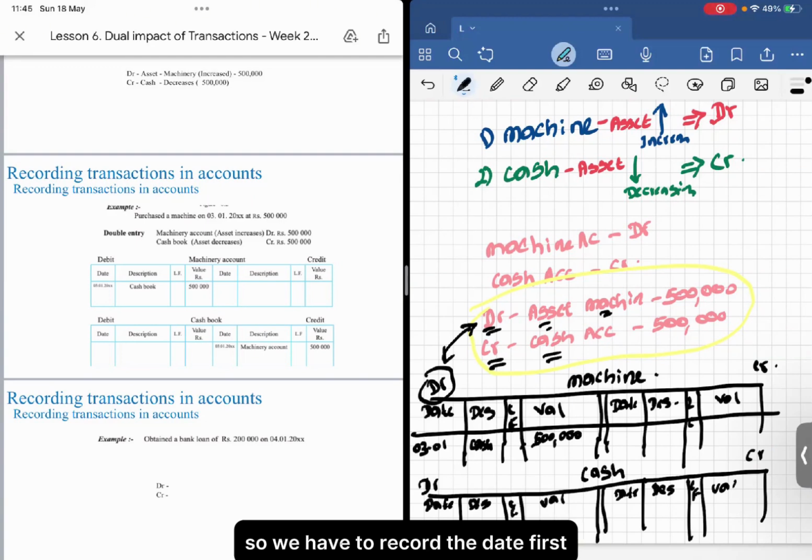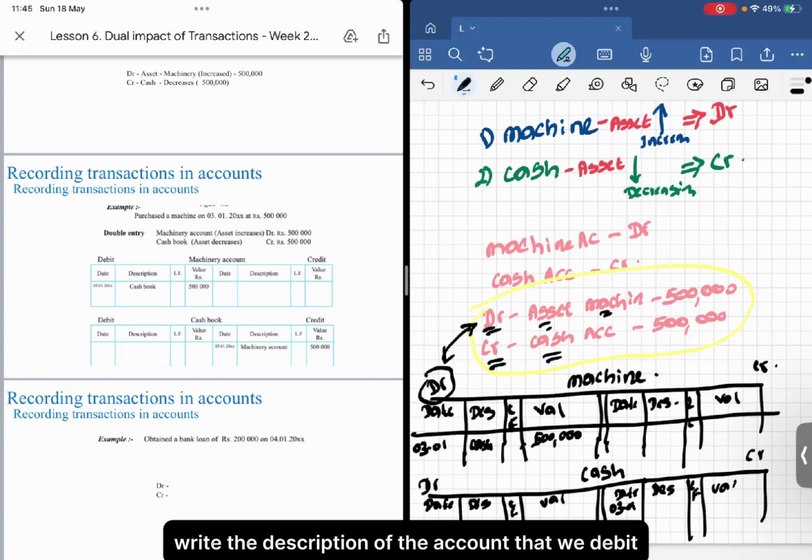So we have to record the date first, that is January 1st. Here we are crediting the cash account, so we have to write the description of the account that we debit.